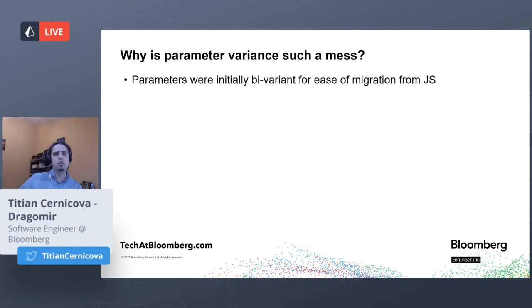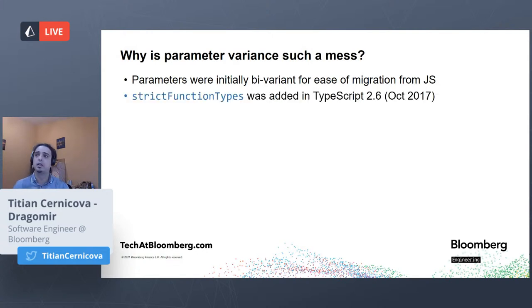Well, initially all parameters were bivariant. This was done, from what I've been able to piece together, because it's easier to migrate from JavaScript if this is true, right? Starting out with TypeScript, a lot of JavaScript developers didn't have to worry about assignability that much, so this was a good compromise at the beginning.